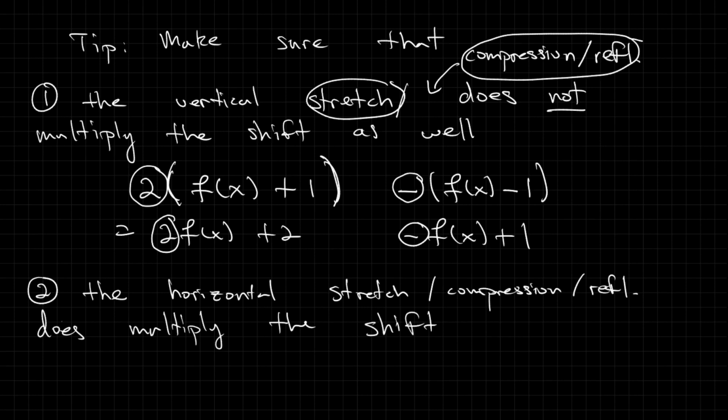Let's take a look at a practical example of that. So what if you had something like f of 2x minus 1? So this horizontal compression does not multiply the horizontal shift. Algebraically, it's a little bit more challenging to remedy this. So in order to write this in a form where the horizontal compression does multiply the shift, we need to factor the horizontal compression or reflection or stretch, whatever you have in your problem, out of both the first and second term.